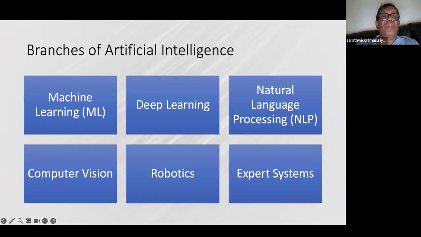Now there are branches of artificial intelligence. One is machine learning, and then deep learning, natural language processing, computer vision, robotics and expert systems. You can see machine learning. Machine learning is what? That is, a machine can learn from data.